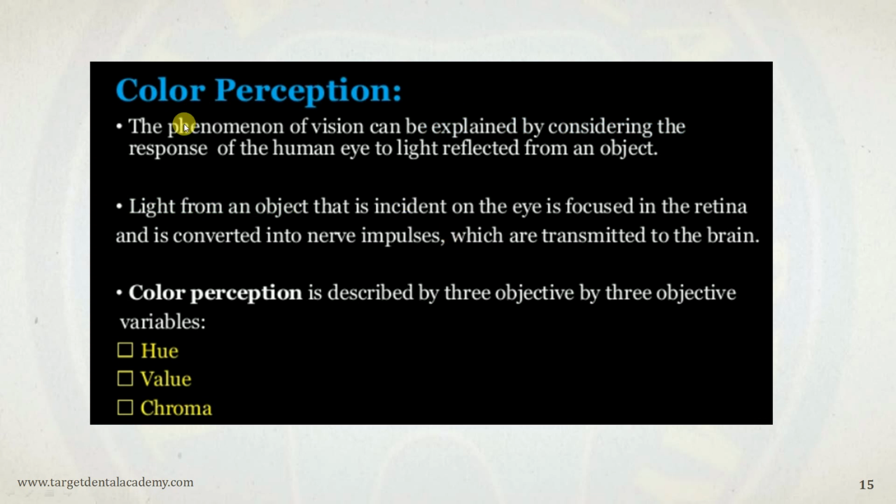Color perception. The phenomena of vision can be explained by considering the response of the human eye to light reflected from an object. Light from an object that is incident on the eye is focused on the retina, as you all know. From the retina it is converted into nerve impulses which are then transmitted to the brain. So color perception has three objective variables, that is the hue, value and chroma.